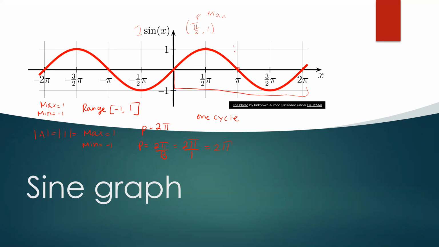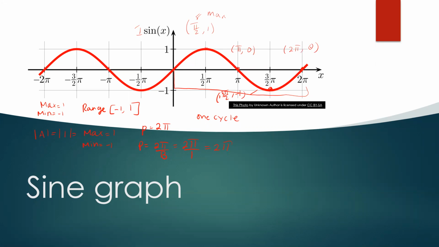Your midpoint is at pi comma 0. And then this point right here is your min. So it goes origin, max, midpoint, min. So the min is at what? 3 pi halves, comma -1. And then it starts back at the origin right here. So it's at 2 pi comma 0.